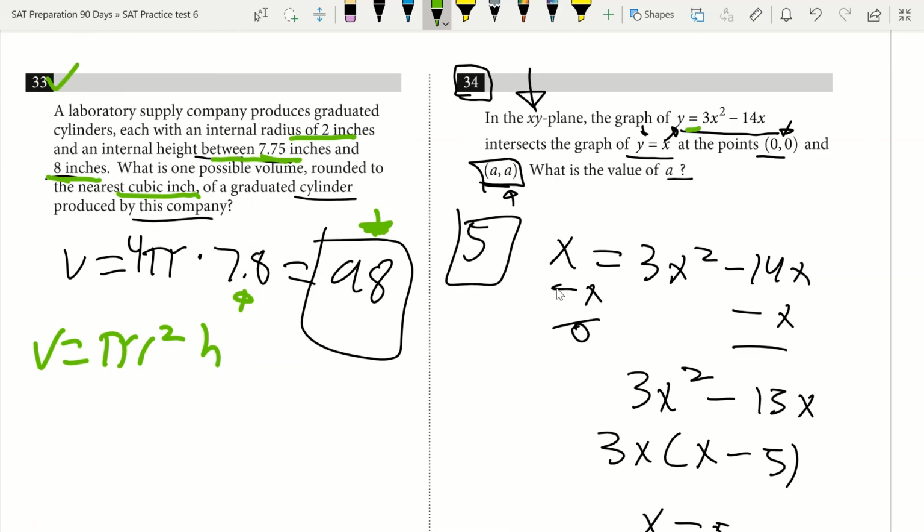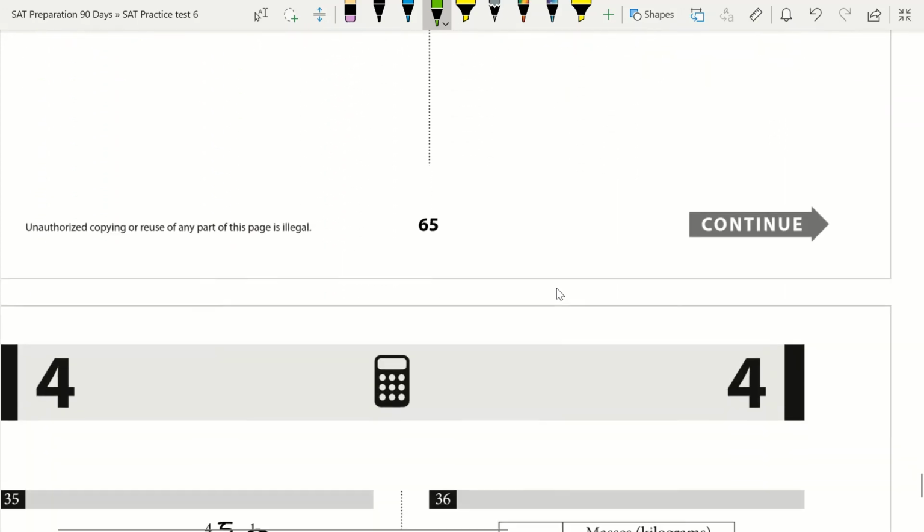In the xy plane, I've got a graph y equals 3x squared minus 14x. It's intersecting y equals x. I already checked this one when I talked about hesitancy, so I can mark that one as checked because I did check it when I talked about the hesitancy problems.